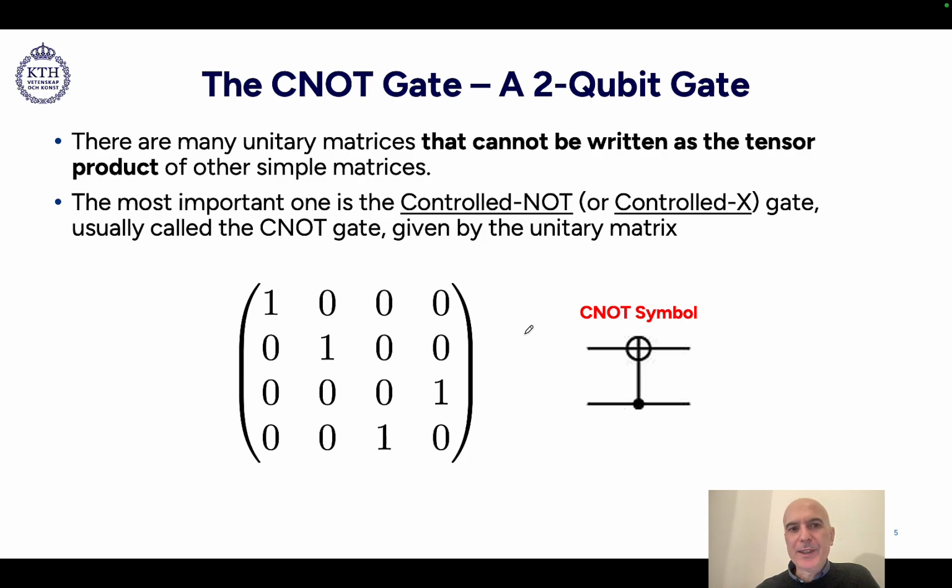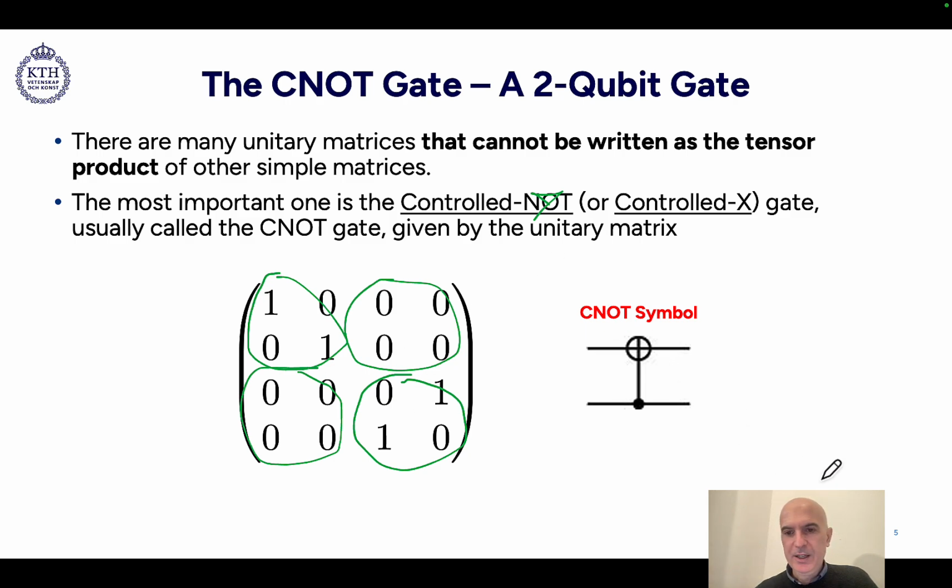So the most important one is the so-called controlled NOT or controlled X gate, usually called CNOT, which stands for controlled NOT, given by the unitary matrix that has this structure. We can divide it into 4 blocks. You see the identity matrix here. Then you have here what we call the X or NOT gate, and the rest, aside from the diagonals, are all 0. And this is the symbol for the CNOT.